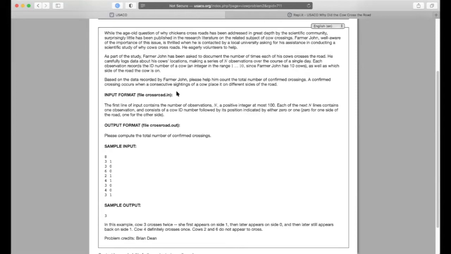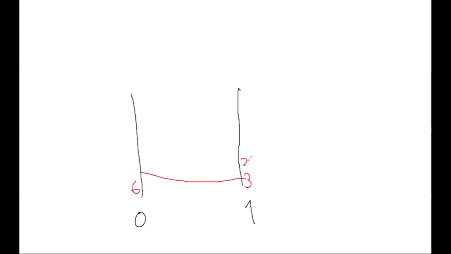So let's quickly diagram this out, using the sample input. The idea is this one is the 0 side, this one is the 1 side. So here's how the illustration works. Let's go ahead and start. 3, 1, so 3 starts here. 3, 0 means that 3 goes over here. 6, 0, so 6 starts here. 2, 1, so 2 starts here.